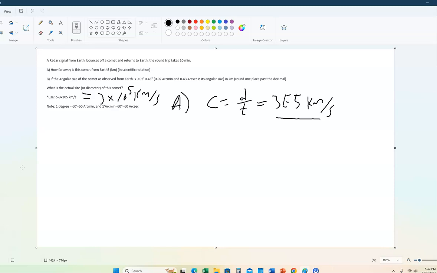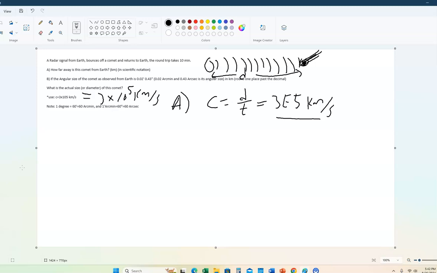So in this problem, we have a radar beam that leaves Earth. If this is the Earth, the radar beam goes out into space. Let me see if I can draw a better comet. That's not a very good looking comet, but this is my comet. The radar beam encounters the comet, and this is the distance to the comet. This is d, and that's really what we want to know.